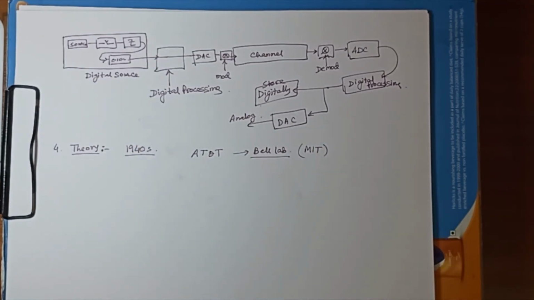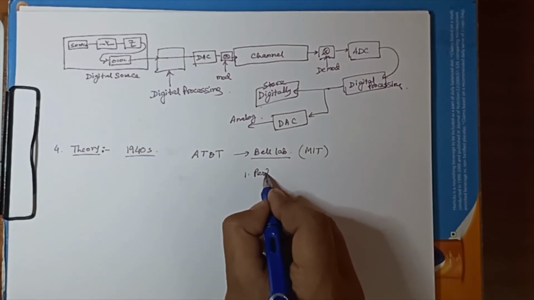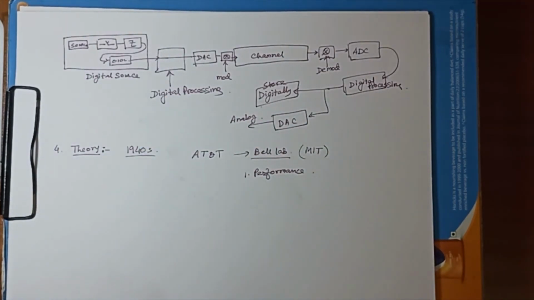So from MIT, the people used to go there, and they started developing different mathematical theories. There are basically two kinds of theories. One is basically how to improve the performance of the system, because some practical communication systems were already at work. Analog communication was already developed, and that was used for telephony, telegraphy, television, and more in army applications, even in radar and all.